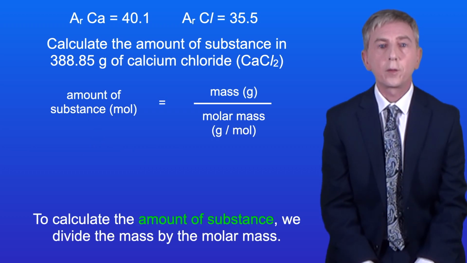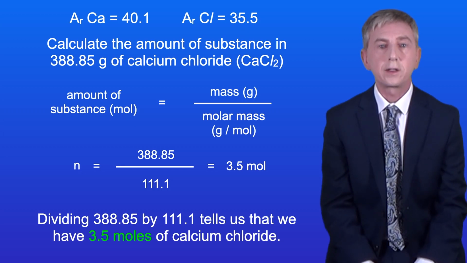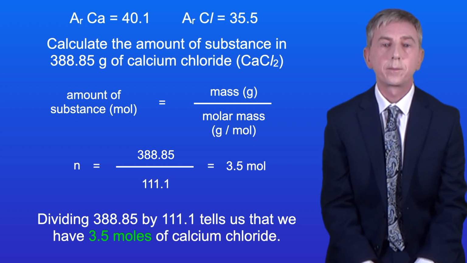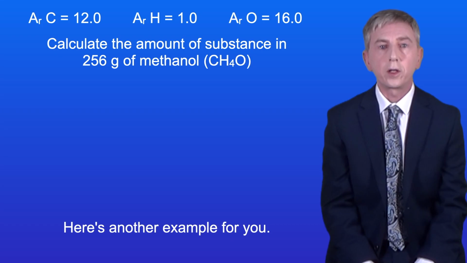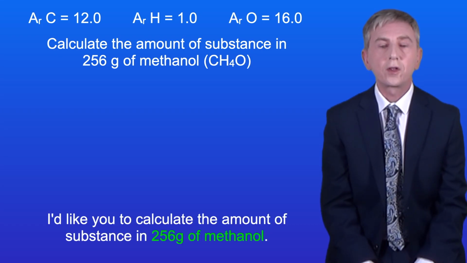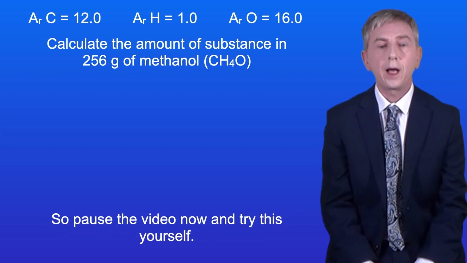To calculate the amount of substance, we divide the mass by the molar mass. Dividing 388.85 by 111.1 tells us that we have 3.5 moles of calcium chloride. Here's another example for you. I'd like you to calculate the amount of substance in 256 grams of methanol. So pause the video now and try this yourself.